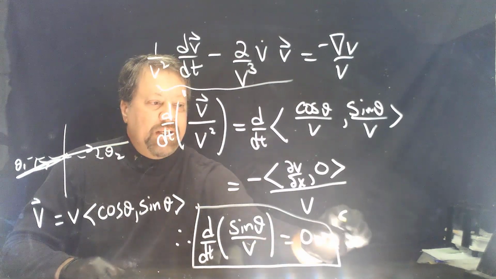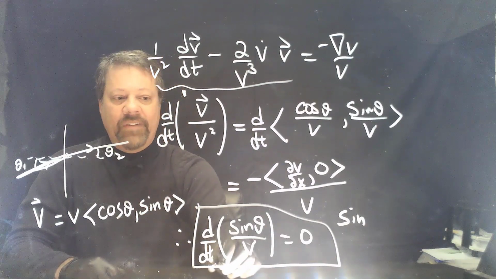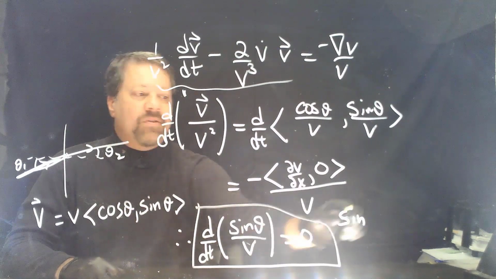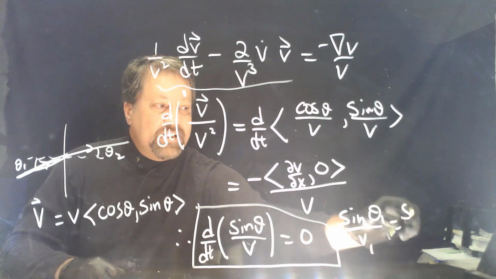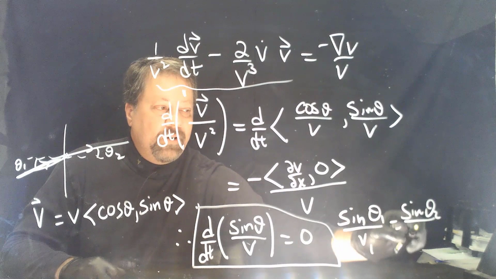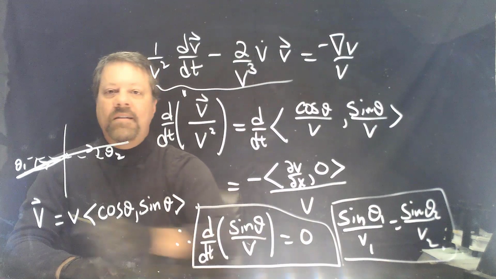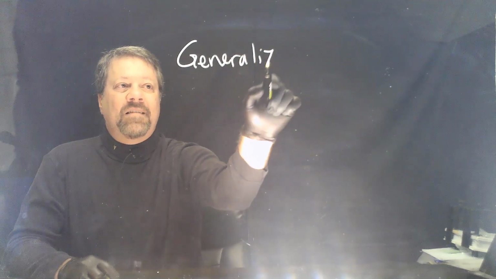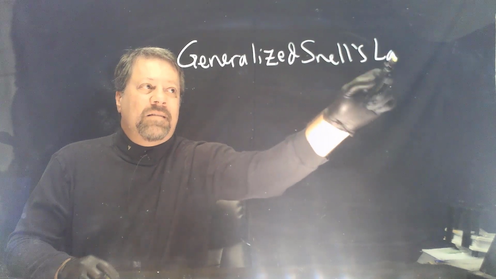So we deduce then that in this discrete case, where you don't really have a derivative, this will still have to be invariant on each side of this boundary. So you'll have sine theta 1 over v1 must equal sine theta 2 over v2. And that's the traditional Snell's law. So we have achieved a generalized Snell's law.